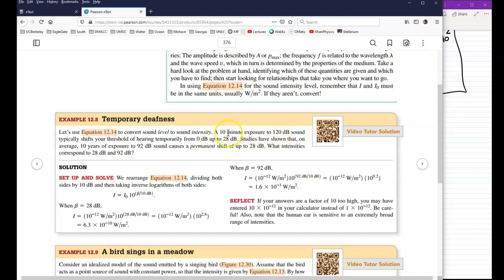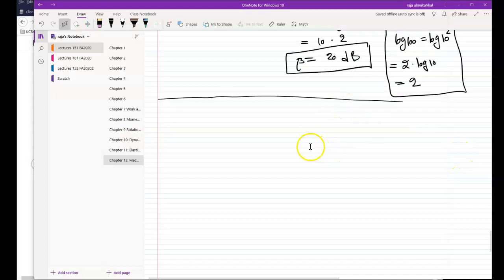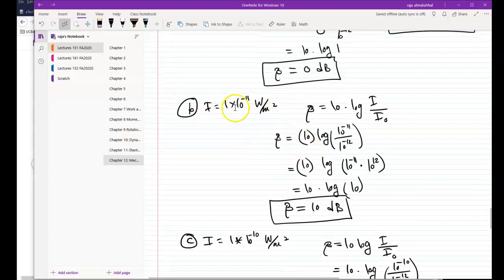So anyway, he says here, a 10-minute exposure to 120 decibel of sound shifts your threshold of hearing temporarily from 0 to 28 decibel. Studies have shown that 10 years of exposure to 92 decibel sound causes a permanent shift to 28. That permanent shift, you become basically hard of hearing. What intensities correspond to 28 and 92? So basically what we're doing here is the reverse. In this example, we had the intensity given in watt per meter squared. Now, what if we have it in decibel? What is it in watt per meter squared?